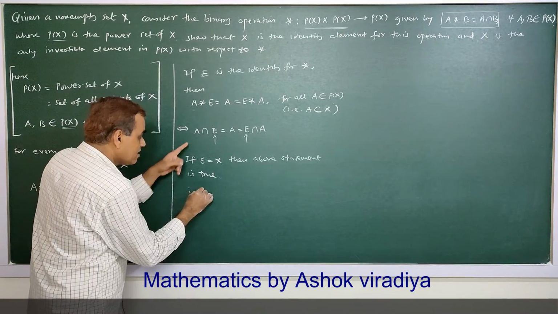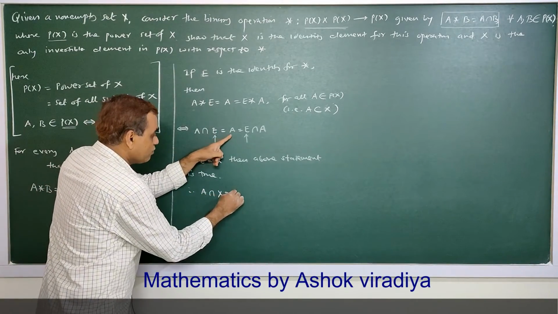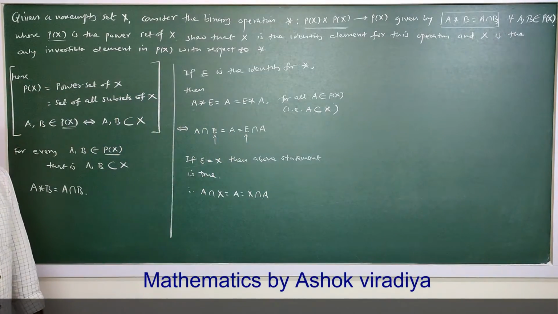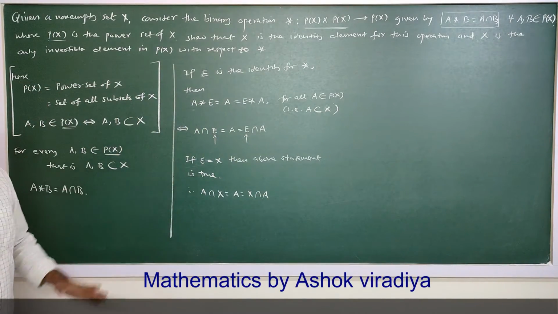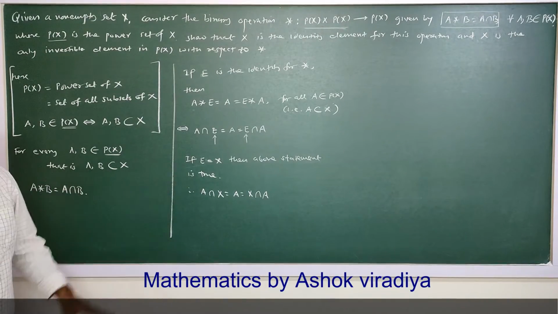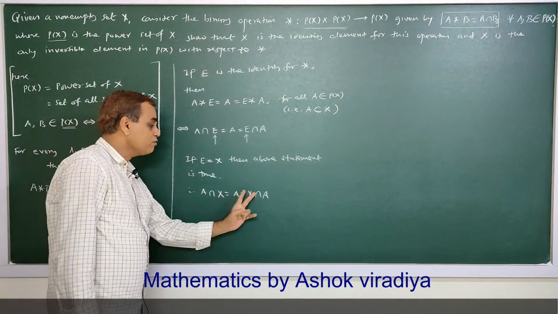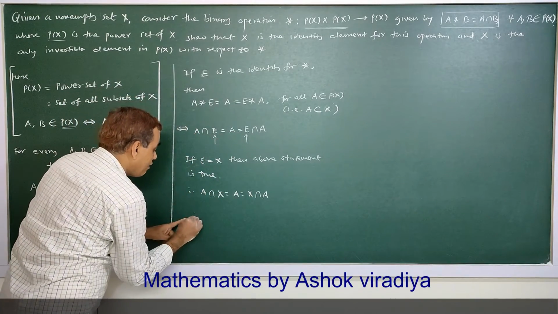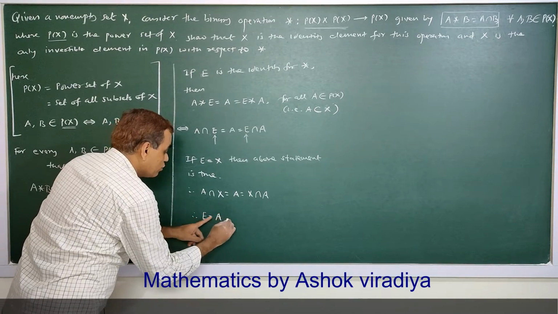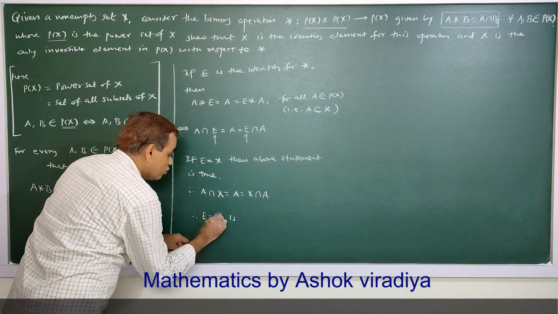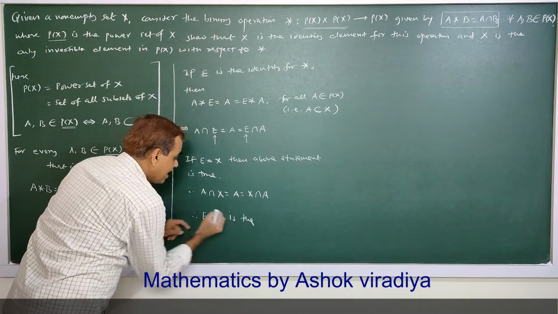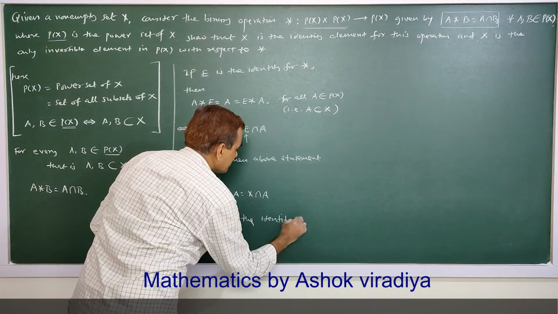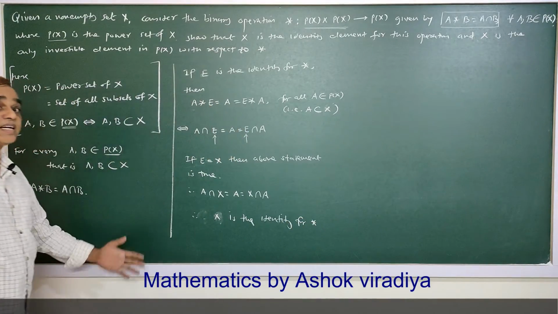That is, A intersection X equal to A is equal to X intersection A. X is the biggest set, A is a subset of it. So A intersection X equals X intersection A equals A. Therefore, E equal to X is the identity. X is the identity element.